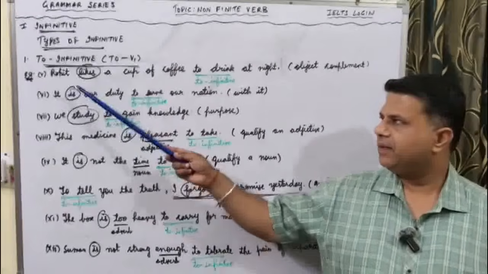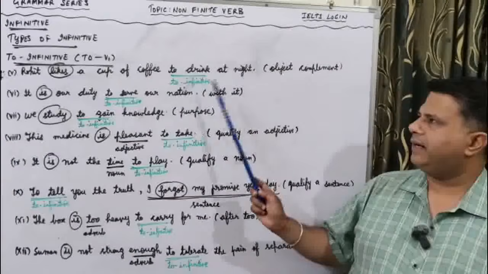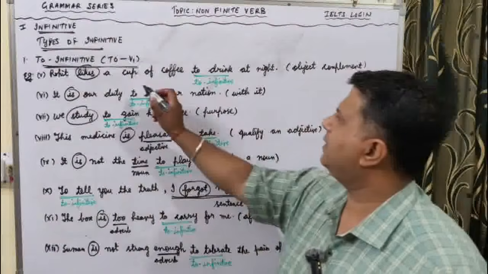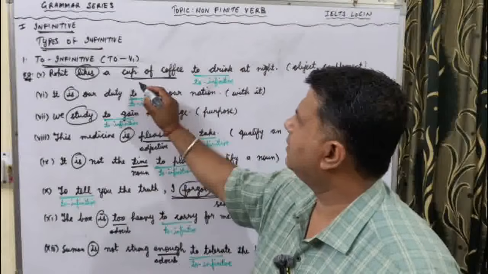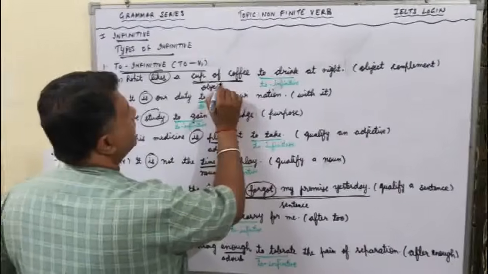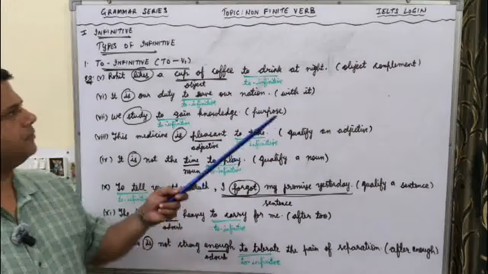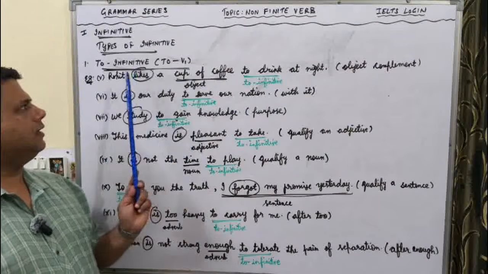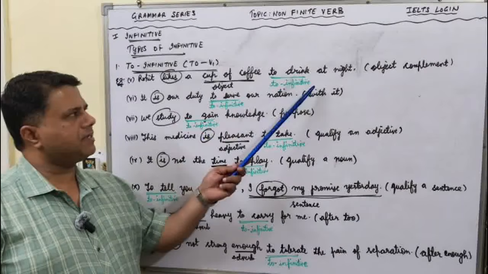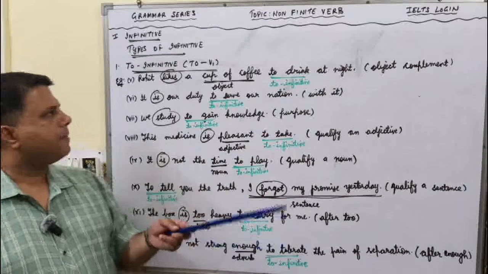Example number 5. Rohit likes a cup of coffee to drink at night. Rohit likes what? A cup of coffee. Here a cup of coffee is the object. So likes is the tense element. It's a finite verb. A cup of coffee is the object. And what is the role of to infinitive? To infinitive is acting as an object complement in this sentence.